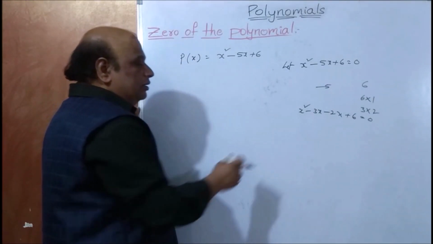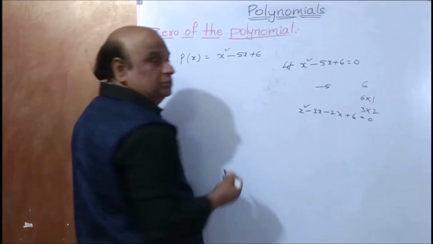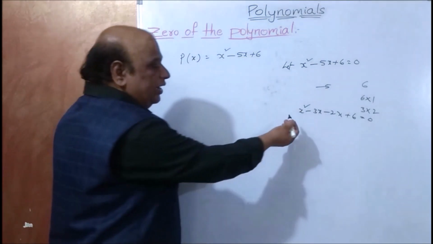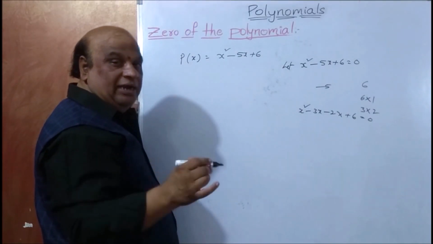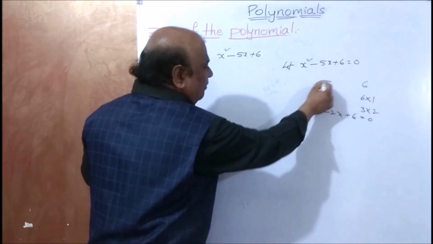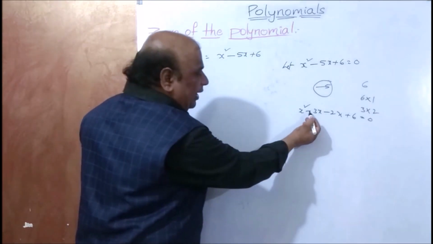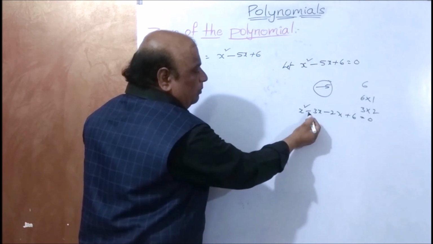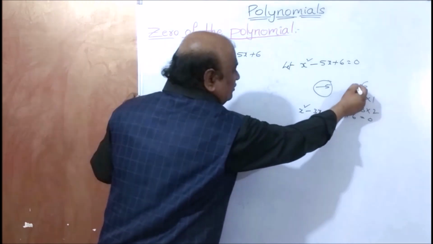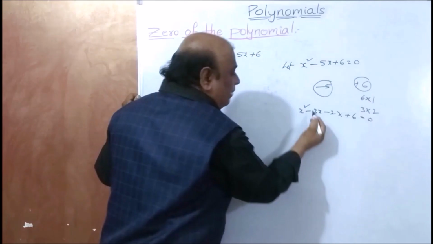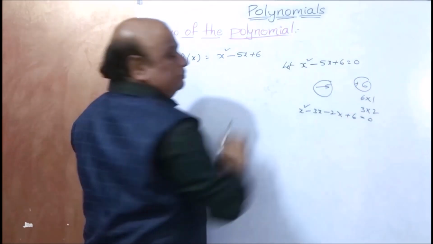Now we have to observe minus 3 and minus 2. Both are negatives, so we should add. Minus 3 minus 2 we add, then we get the middle term minus 5. If you multiply minus 3 into minus 2, minus into minus is plus, that is 6. So minus 3 and minus 2 satisfy both these conditions.